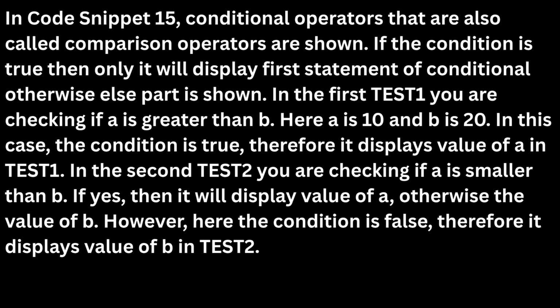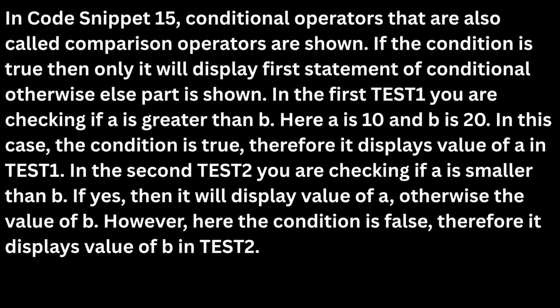In the second example, labeled Test 2, the comparison is reversed. This time, the code checks whether A is smaller than B. Since 10 is indeed less than 20, the condition evaluates to true. Because the condition is true, PHP selects the value before the colon, which is the value of A, and assigns it to the result. This is why Test 2 displays 10, the condition passed. So the true portion of the ternary operator was executed.